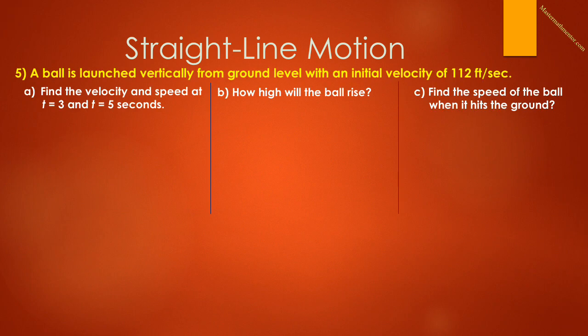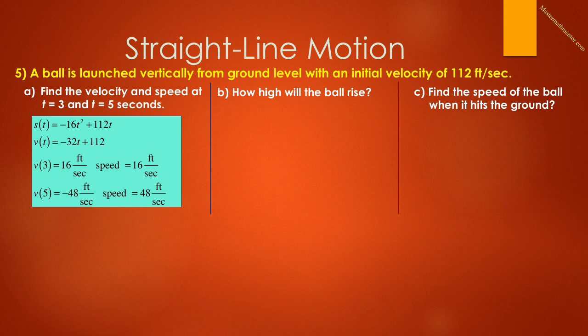In problem number 5, you were told that a ball is launched vertically from ground level with an initial velocity of 112 feet per second, and there are 3 questions that are asked. In A, we're asked to find the velocity and speed of the ball at t equals 3 and t equals 5 seconds. Since the initial position is the ground, S0 equals 0, and S of t is equal to negative 16t squared plus 112t. Therefore, V of t is the derivative of S, which is negative 32t plus 112.